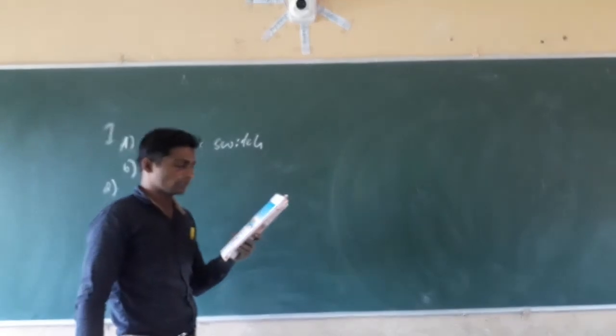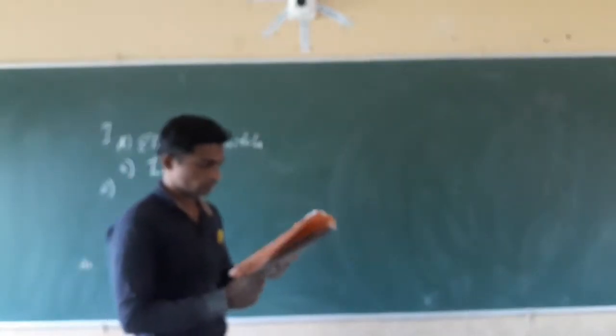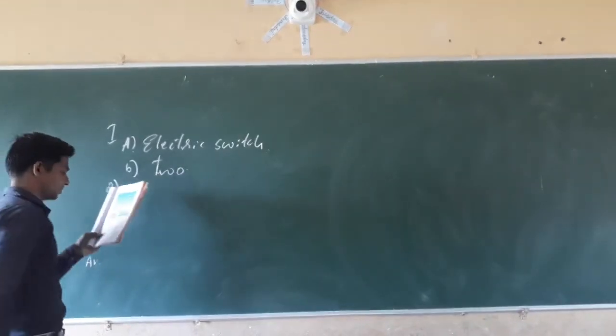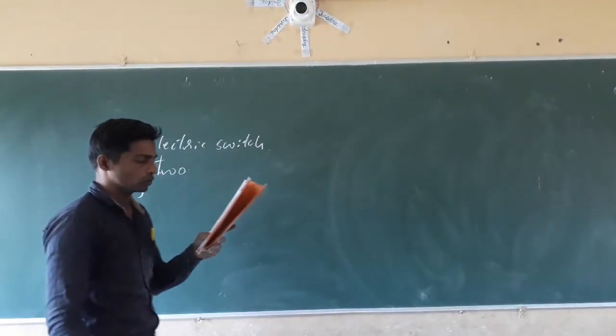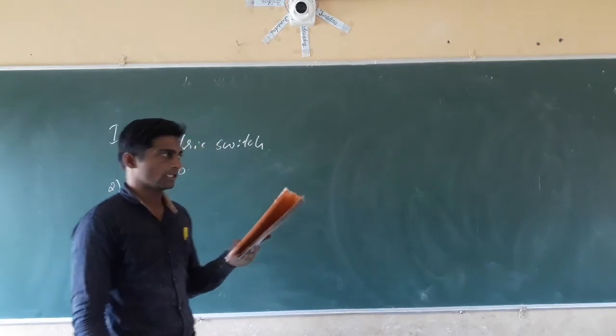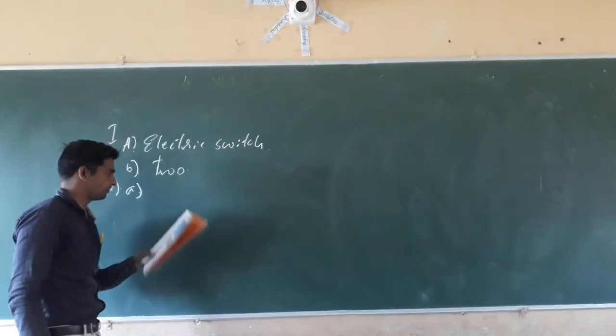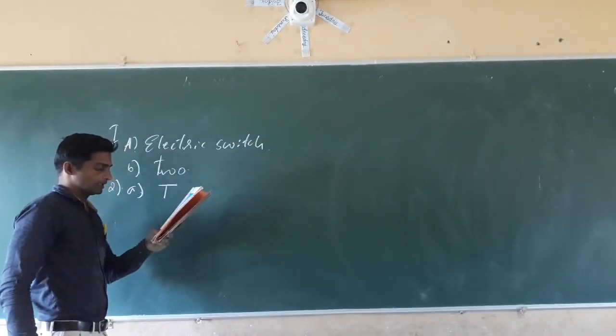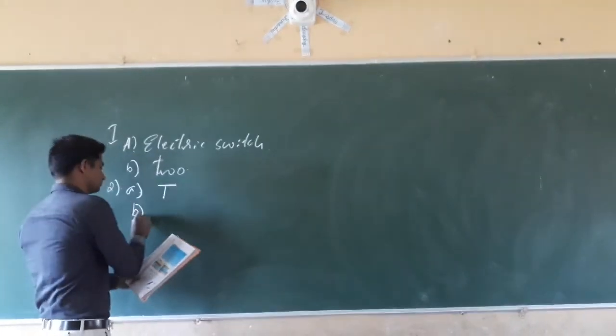Second one, mark true or false for the following statements. True and false are there. Second question, A: electric current can flow through the metals. True.